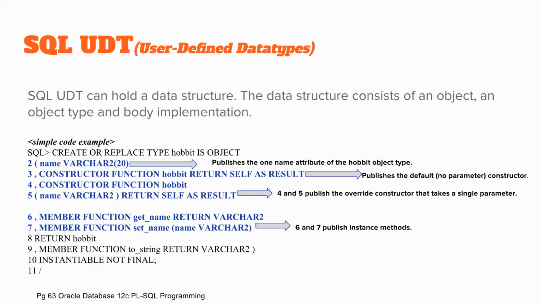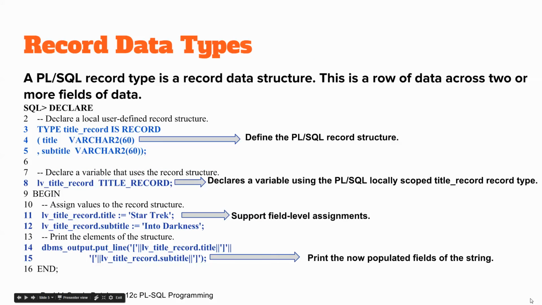On the next slide, record data types. The record data type is a record data structure. This is row data that consists of data across many fields. And again, you have the below example that talks more about using a record data structure.